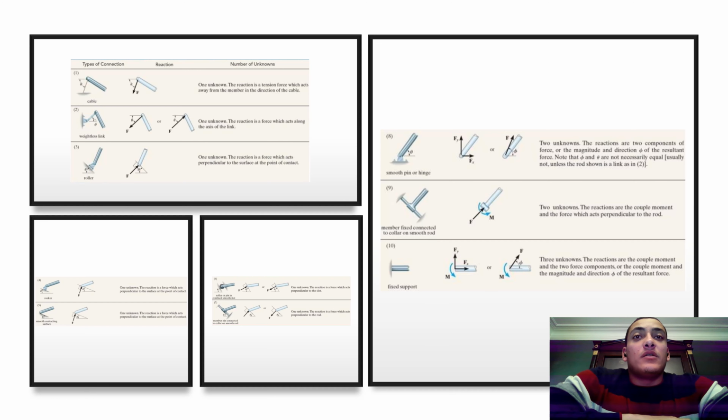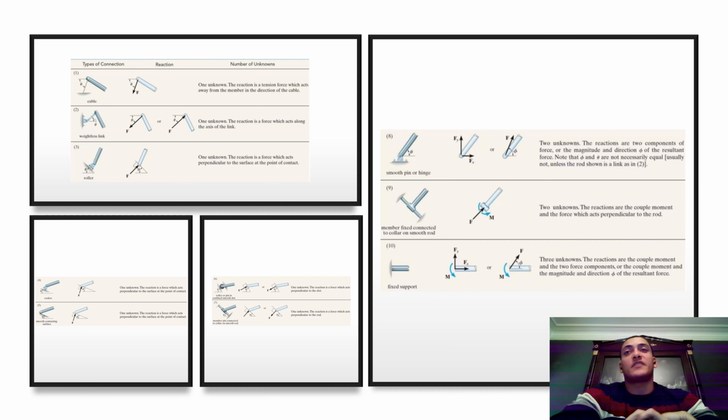Number 9, a member fixed connected to a collar on a smooth rod. Two unknowns. The reactions are the couple moment and the force which acts perpendicular to the rod. Number 10, fixed support, has three unknowns. The reactions are the couple moment and the two force components, or the couple moment and the magnitude and direction of the resultant force. These are the 10 types of connections we can get and their number of unknowns.